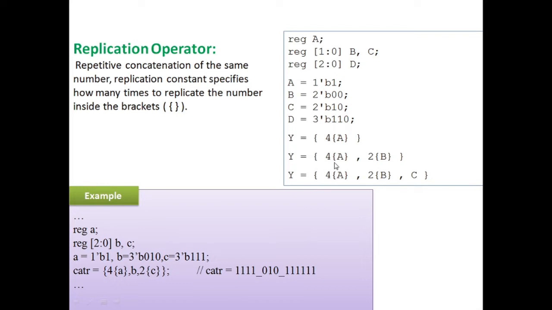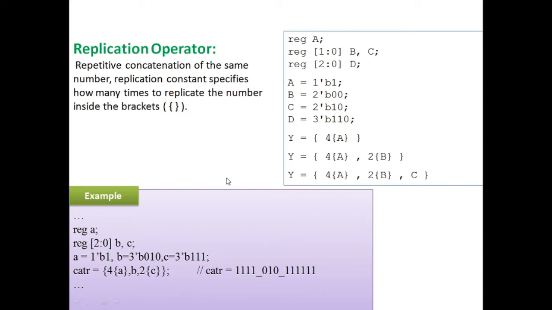Similarly, y equal to {4{a}, 2{b}}, that is 4 times a and 2 times b. b is a 2-bit quantity and a is a 1-bit quantity: 4 into 1 is 4, plus 2 into 2 is 4. That means I get the result y as an 8-bit quantity. Because a is replicated 4 times and b 2 times, the 8-bit binary is 11110000. In a similar manner you can evaluate the replication result for y in the third one.